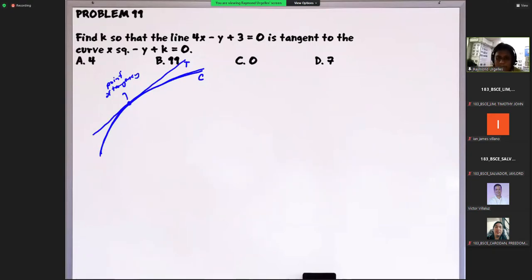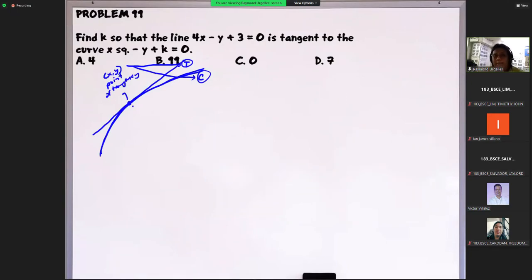Kaya kung ano man tong point of tangency na to, let's say this is given by xy, dapat kaya niyang isatisfy yung tangent line, kaya niyang isatisfy yung curve. So meaning, pag sinubstitute natin yung x and y na to dun sa equation ng tangent line at sa equation ng curve natin, we should satisfy the equations. Diba? Dapat hindi siya magkakaroon ng mistake. So dapat saktong-sakto lang siya dun sa equation natin.